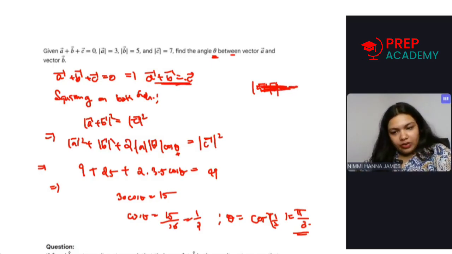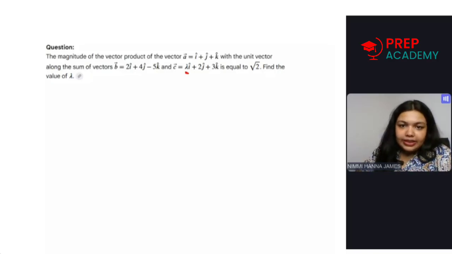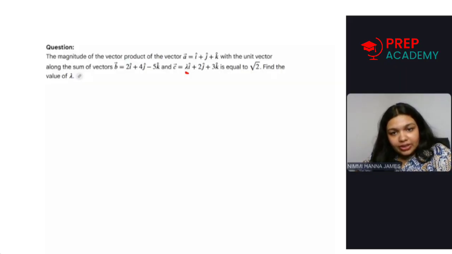Okay, moving on. The magnitude of the vector product of the A vector with the unit vector along the sum of B and C is equal to root 2. Find the value of lambda. So for these types of questions, read very carefully. Just understand what we are asked to do first. We want to find the value of lambda. Where is lambda? Oh, it's here in the C vector.